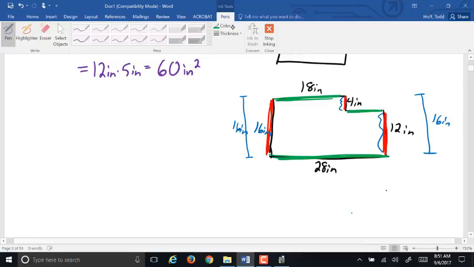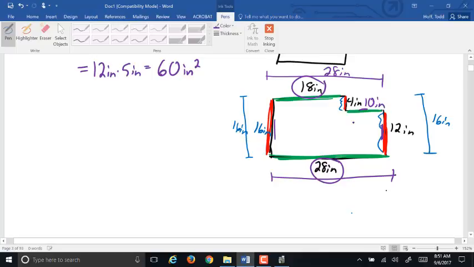Now for this one, from here to here is the same length, whether we go across the bottom or across the top. Across the bottom, it's 28 inches. So across the top, it must also be 28 inches. If this is 18, what's this side have to be? 10 inches.